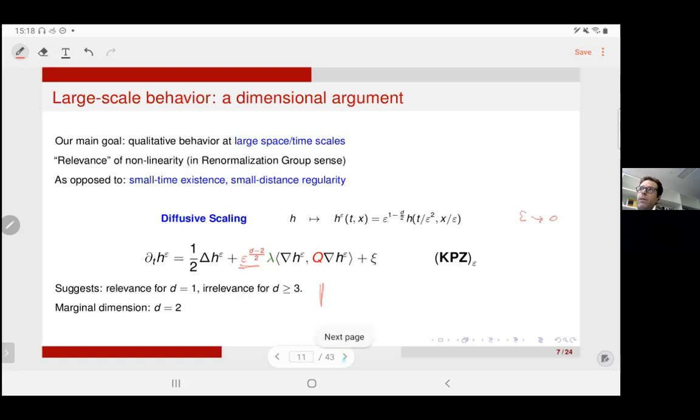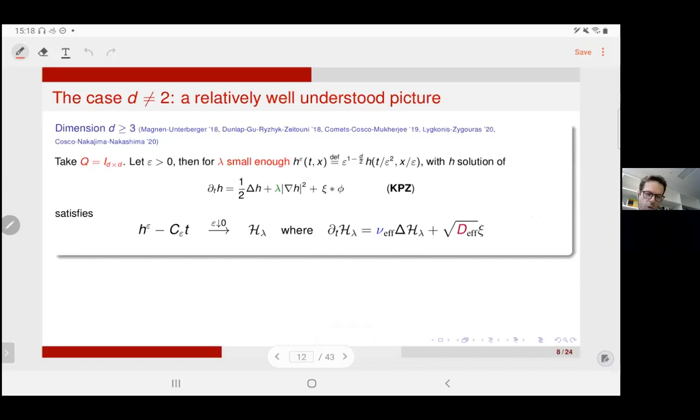Okay, and in fact, the focus of all the talk will be on dimension 2, but I have a slide here on dimension not 2, and it's a very condensed slide of many interesting and difficult works. So sorry, but it's just condensed in one slide just to give you an idea of what happens in dimension not 2. So, okay, so let me start first of all in dimension 3 and higher, where the scaling argument suggests that nonlinearity is somehow irrelevant.